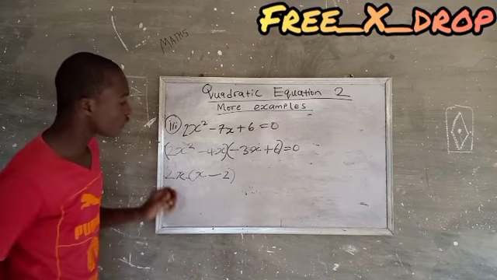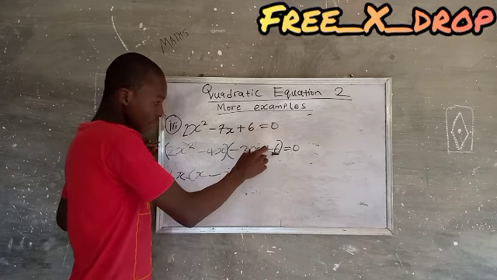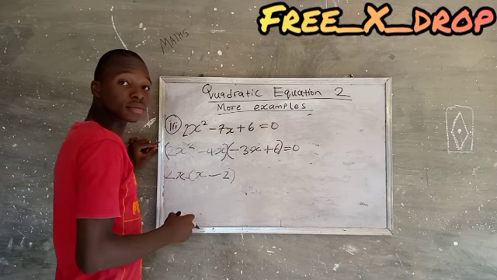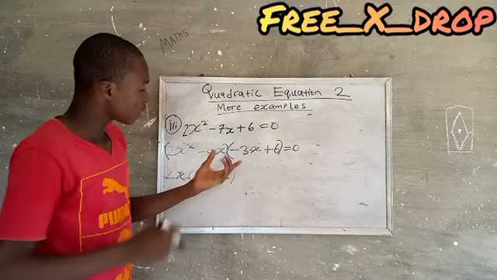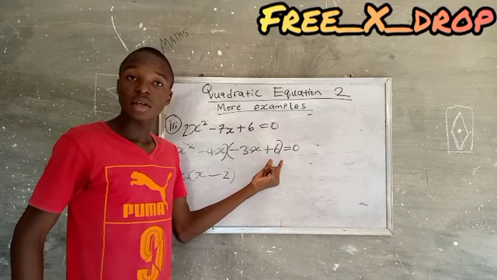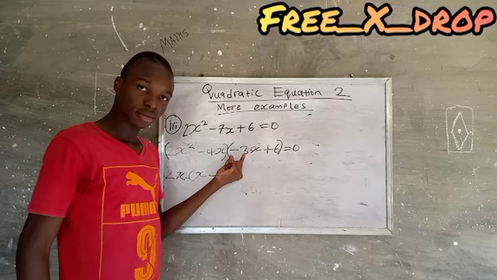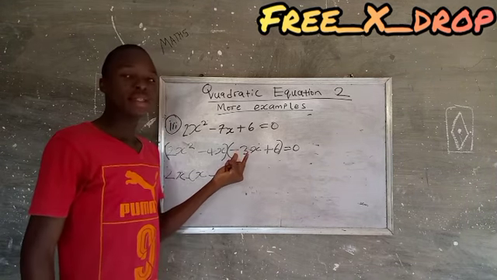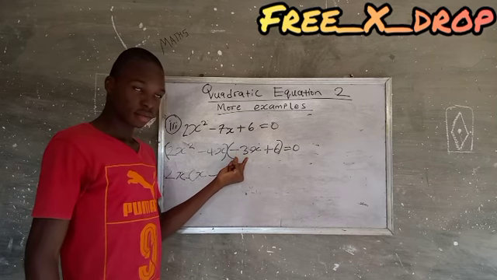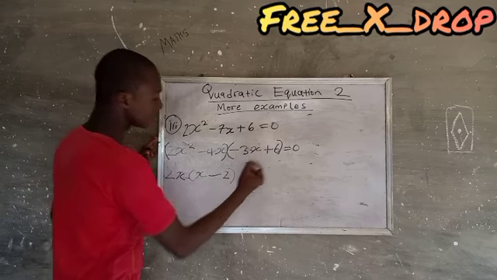Now for the second bracket, we'll factorize out. This is minus 3x plus 6. What can we see here? What are we going to factorize out? We are going to factorize out minus 3. Minus 3 can divide 6. Minus 3 can divide minus 3. But nothing can divide x here. So factorize out minus 3.